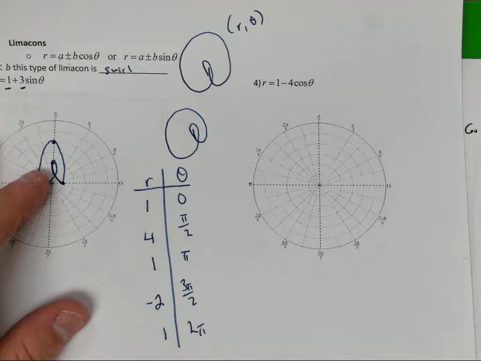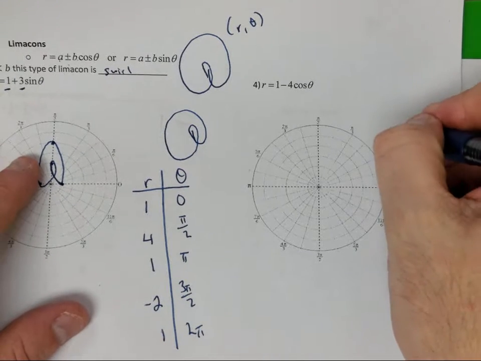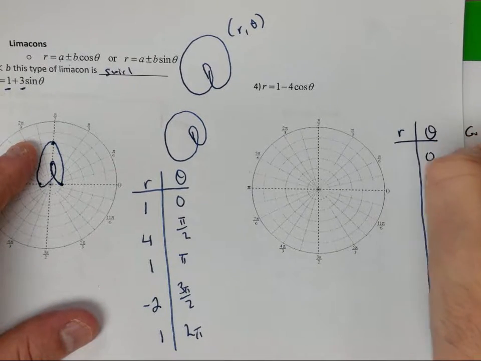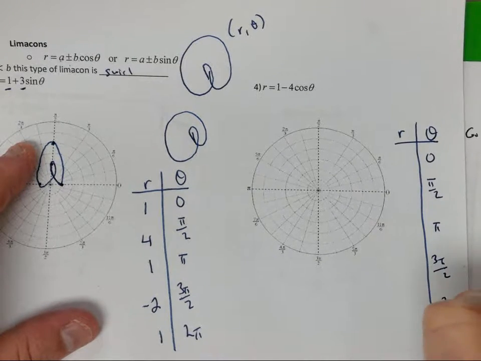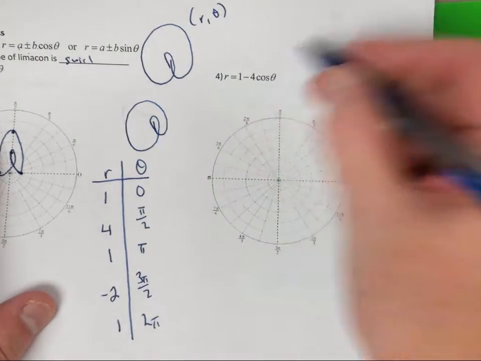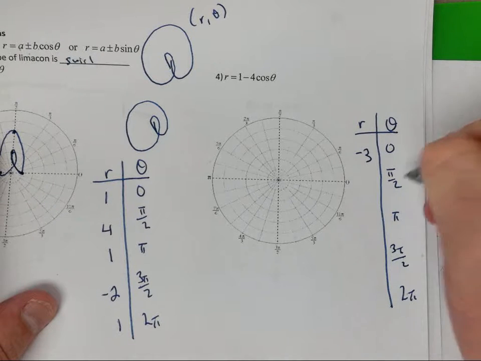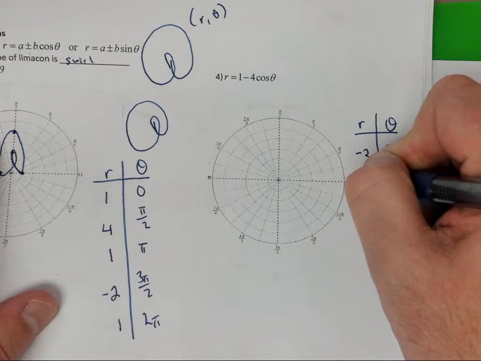All right. Any questions on number 3? Let's look at number 4. Major points: 0, pi over 2, pi, 3 pi over 2, and 2 pi. I plug cosine of 0 in. What's the cosine of 0? 1. Negative 4 times 1 is negative 4. 1 and negative 4 gives me negative 3. Cosine of pi over 2 is 0. 0 times negative 4 is 0. You're left with 1.